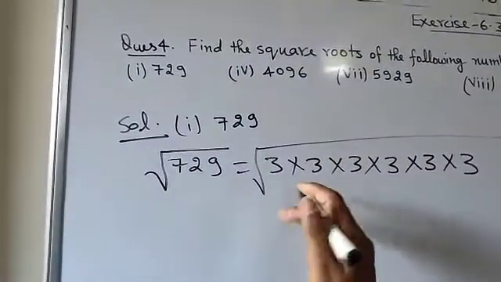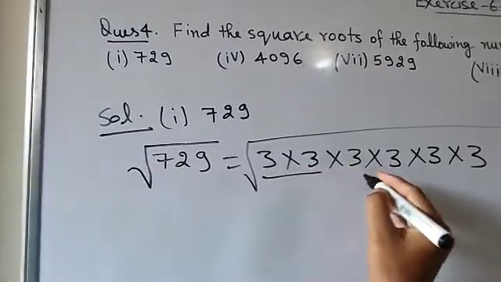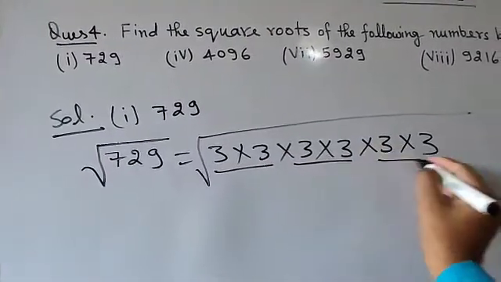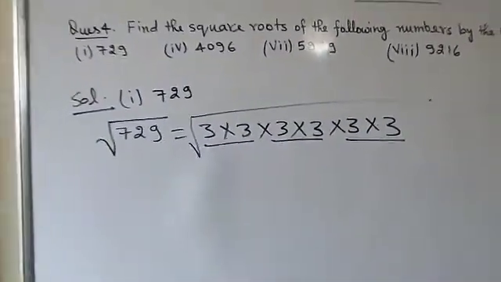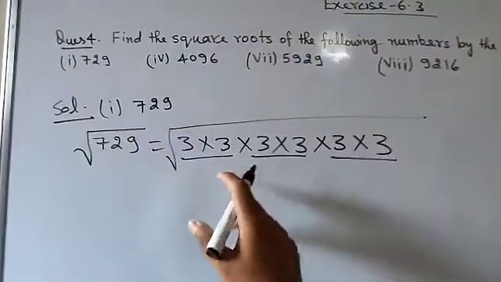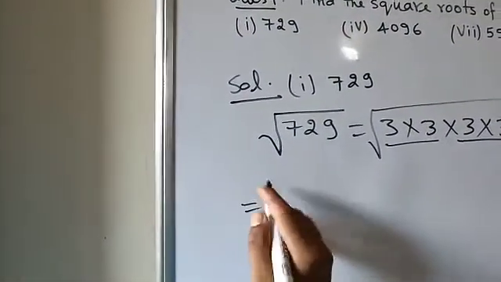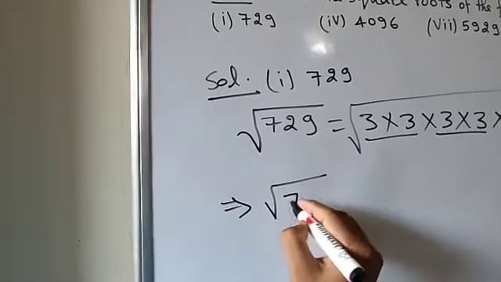You need to make pairs of the same numbers, like 3 3 one pair, again 3 3 one pair, and here 3 3 a pair. So a total of 3 pairs are there. After that you will write under root 729.